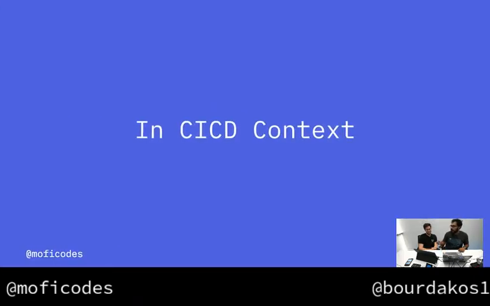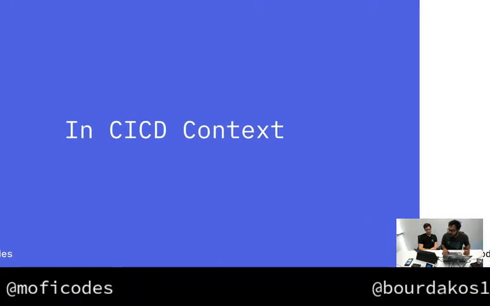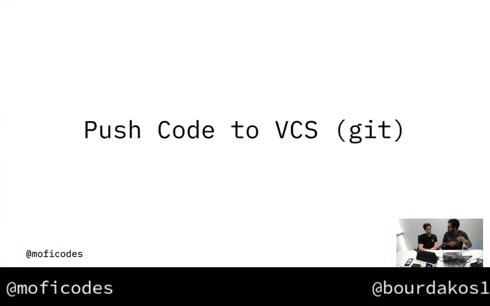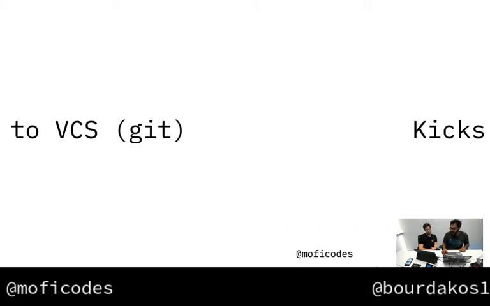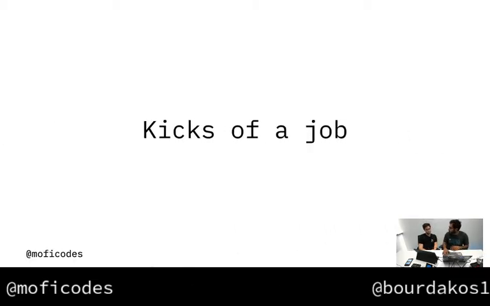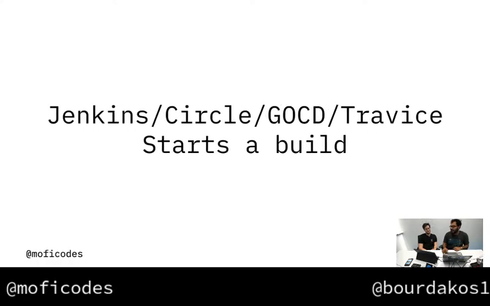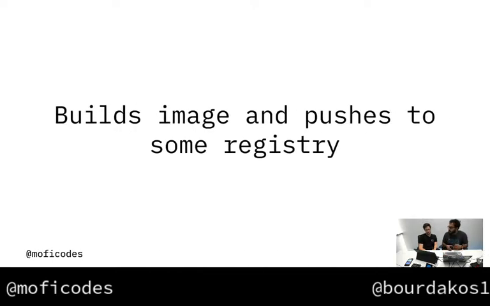Yeah, but I think you took it to the next step now. There's a CI/CD context, right? So if you want to do actual CI/CD, next step is you push your code to some version control system, for example Git, and that will kick off a job in some sort of CI/CD platform. Yep. Jenkins, CircleCI, GoCD, Travis. I spelled Travis wrong, so don't kill me. So it starts a build of some sort, and it will build the image and push to some registry.